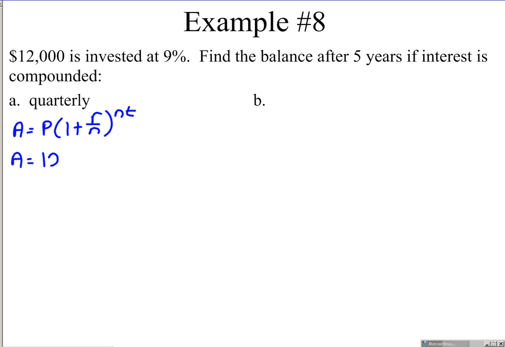This time we're investing $12,000. The rate is 9%, 0.09, compounded quarterly. If it's compounded quarterly, that means it's compounded 4 times in a year, raised to the 4 times 5 power.